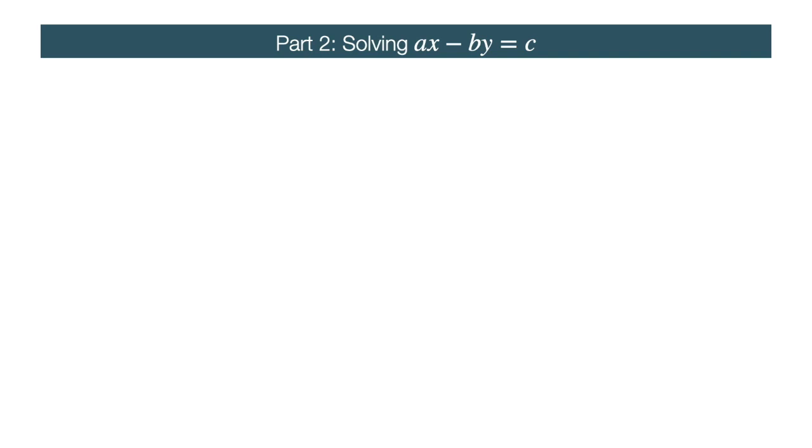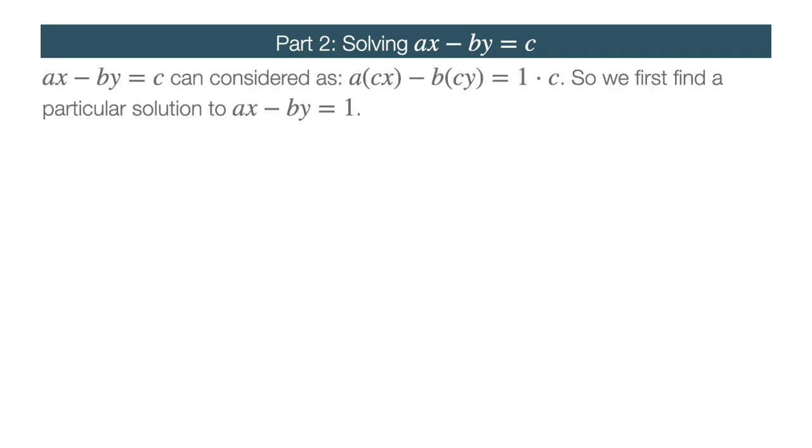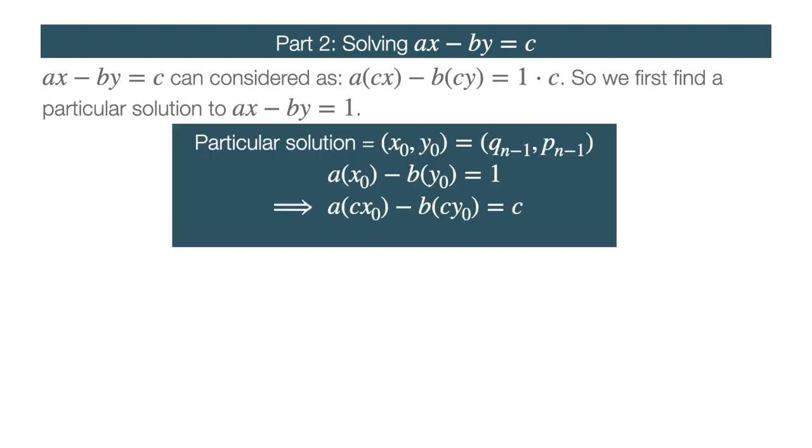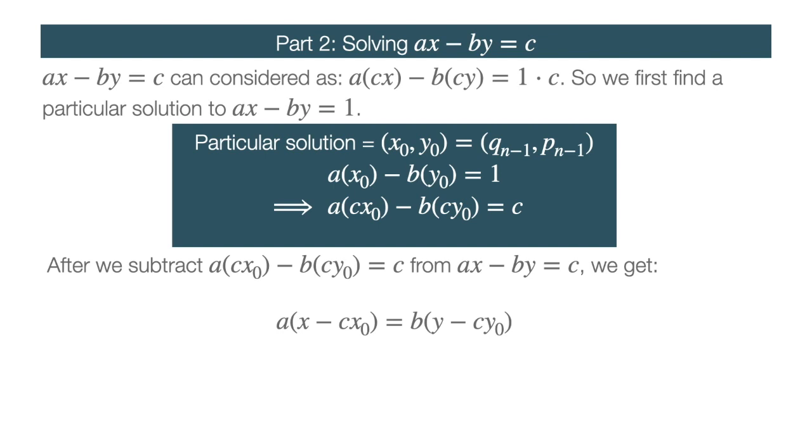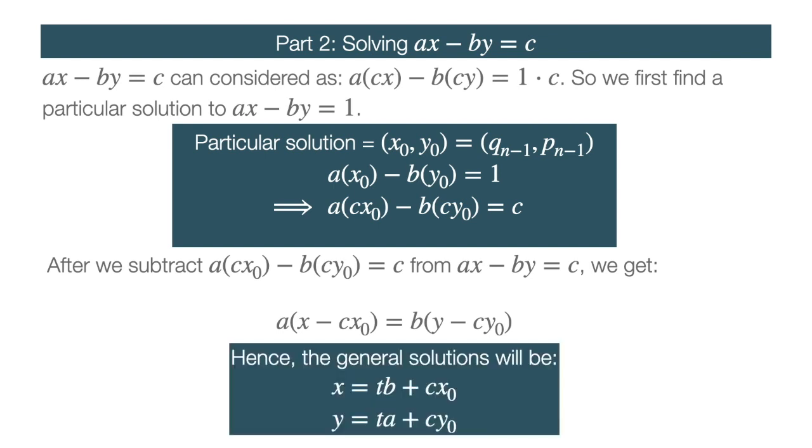We can now solve ax minus by equals c. We first find the pair of particular solutions to ax minus by equals 1. Next, we sub it in and multiply both sides by c. After subtracting it from the original equation, we can now find the general solutions.